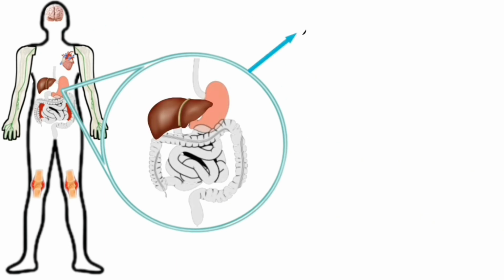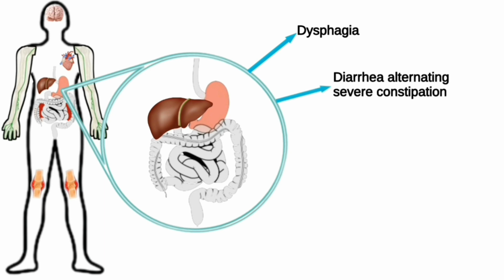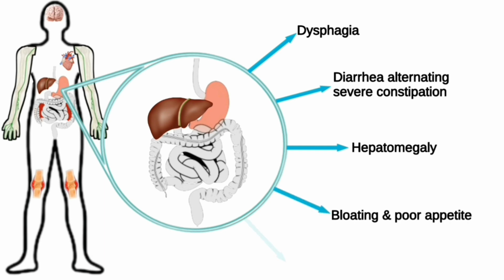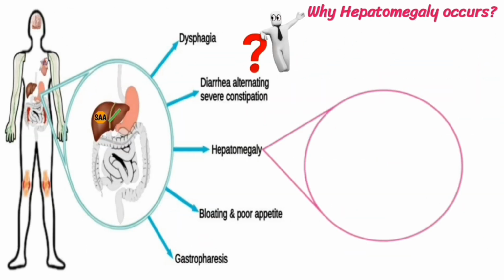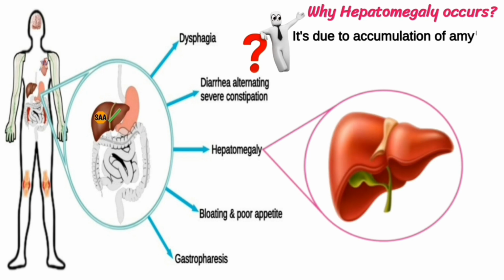Effect on the GIT: dysphagia, diarrhea alternating with severe constipation, hepatomegaly, bloating and poor appetite, gastroparesis. So why does hepatomegaly occur? It is due to accumulation of amyloid protein in the liver.